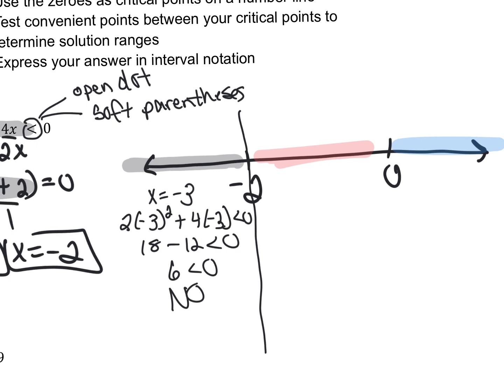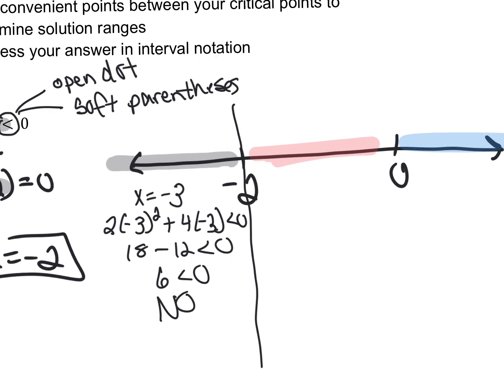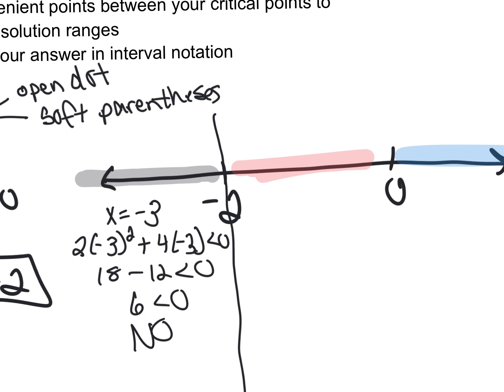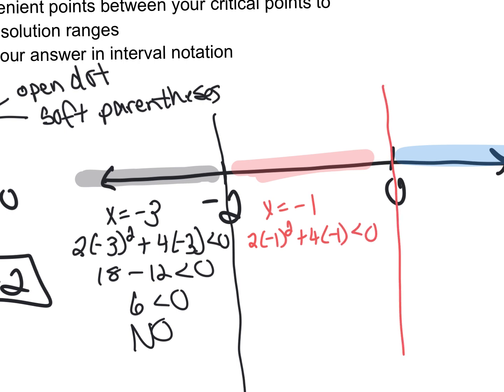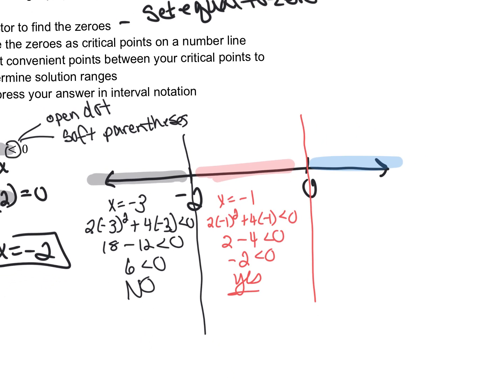So then we move on over here to the pink section, okay? And the easiest number between -2 and 0 to test is going to be x equals -1. Let's put it back into our equation. So we are going to have 2 times -1 squared plus 4 times -1 is less than 0. Again, let me separate here so we can see our work. -1 squared is 1 times 2 is 2, minus 4 is -2, and -2 is less than 0. So that is a yes. So we will be having that part as part of our solution.